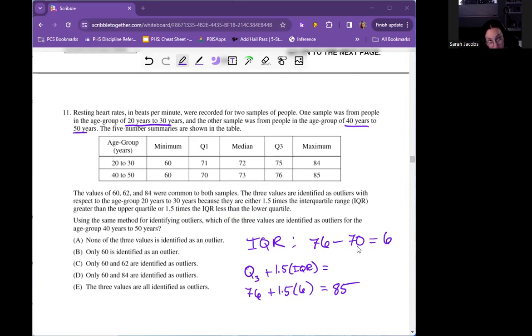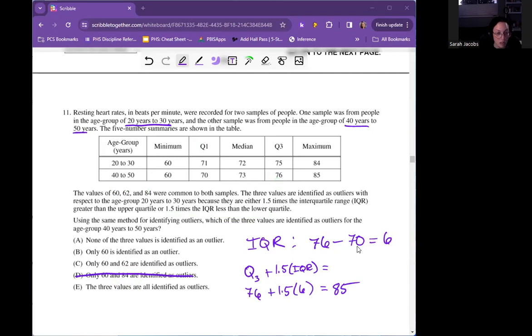Right, 1.5 times 6 is 9, plus 76 is 85. Okay, yeah. So none of these are greater than 85. So right now, I'm going to check. 84 is not above that, and it's above the median, so it's not going to be a low outlier. It's above, like, there's no way. So I'm going to get rid of these.